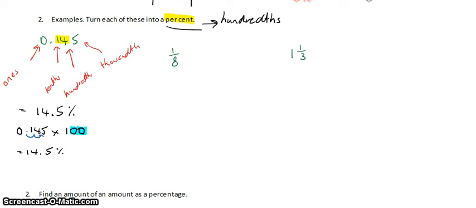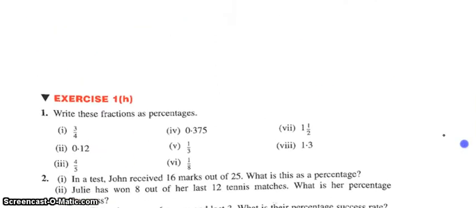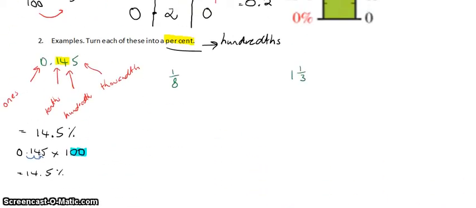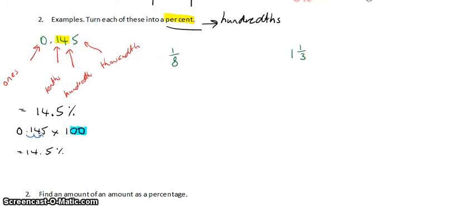If you're happy with that, go on to this question and complete all the decimal fractions, turning them into percentages. If you're not, go back over it again. And finish those ones first, and then go on to this question here. So 1/8 we want to turn into a percentage.